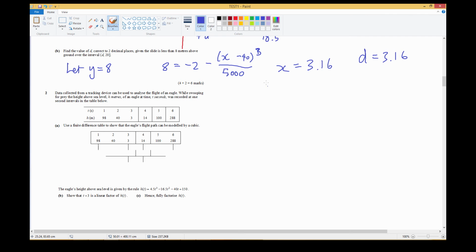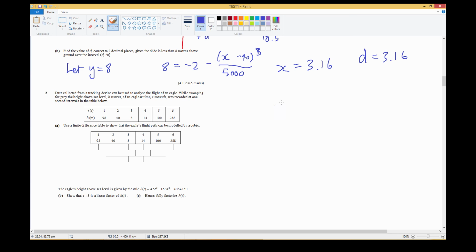Right, here again we're using finite difference. Data collected from a tracking device can be used to analyze the flight of an eagle while it's swooping for prey. The height above sea level h in meters of an eagle at time t seconds was recorded at 1 second intervals in the table below. So use the finite difference table to show that the eagle's flight path can be modeled by a cubic.